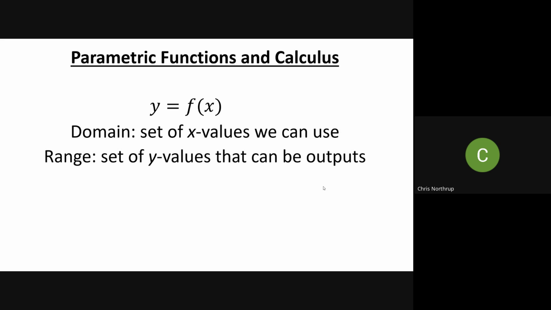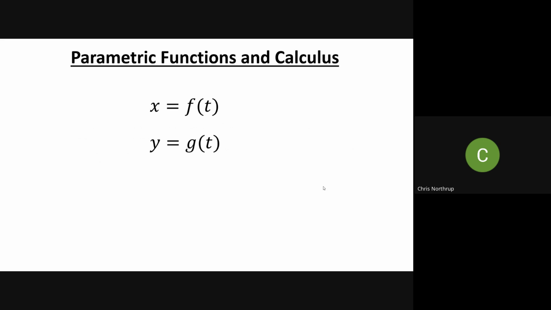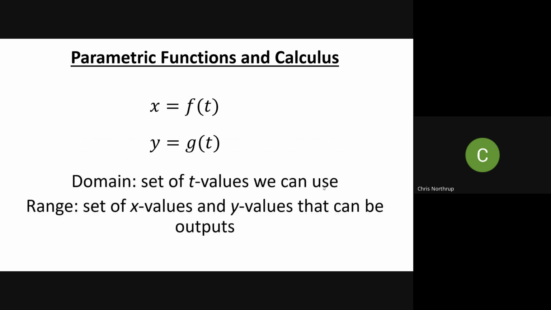So if we change that up to where x and y are their own functions, but then they have the same input, this is when we have parametric. So typically we're going to use t, but you could use anything you want to. T is called the parameter that x and y both depend on. Now since t is the input for both x and y, now the domain is the set of t values we can plug in, and your range is going to be the set of x and y values that you get as outputs. So if you were actually to graph the range, it's going to be a region in the xy plane versus an interval on the y-axis.